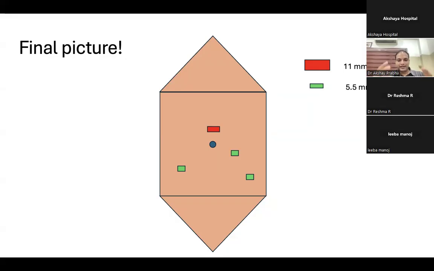But the basic foundation remains the same. You can always expand from that. As the central port goes higher, the other ports also go higher and they go out, because we have to access the lateral aspect of the mass. In TLH or in hysterectomy, the thing is very straightforward.